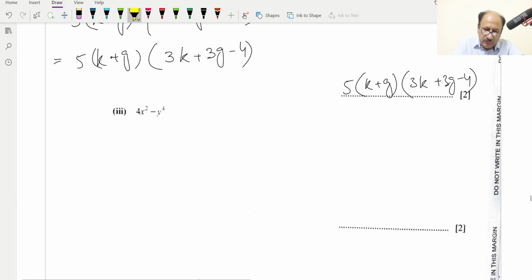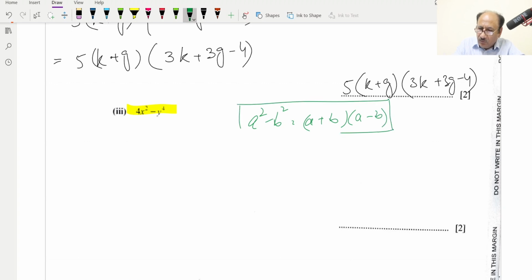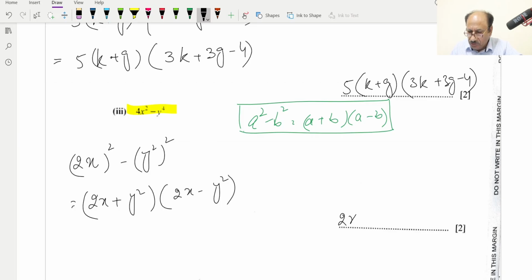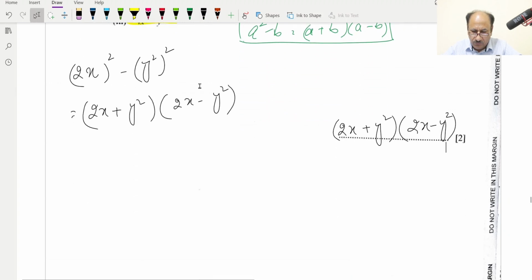Now this one also we have to factorize. We can apply the formula over here, which is a square minus b square is equal to a plus b into a minus b. This will be the formula which we will be applying over here, and we can write it as 2x squared minus y square whole squared. So this is a square minus b square. It will be 2x plus y square and 2x minus y squared, and this will be the final answer which we will be providing over here: 2x plus y squared into 2x minus y squared. It's 2 marks, very easy question which we are done with.